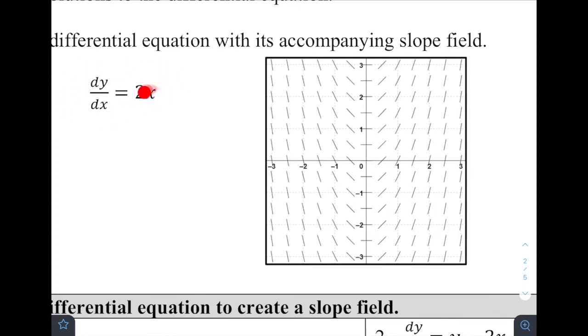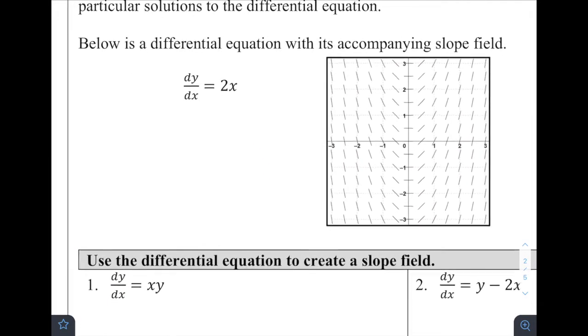2x is a linear function, right? And as I'm looking at this, if I was thinking of a linear function, that would be something that looks like a straight line that's going up. And I'll notice that that's not what this looks like at all. So what is this? What is this slope field?